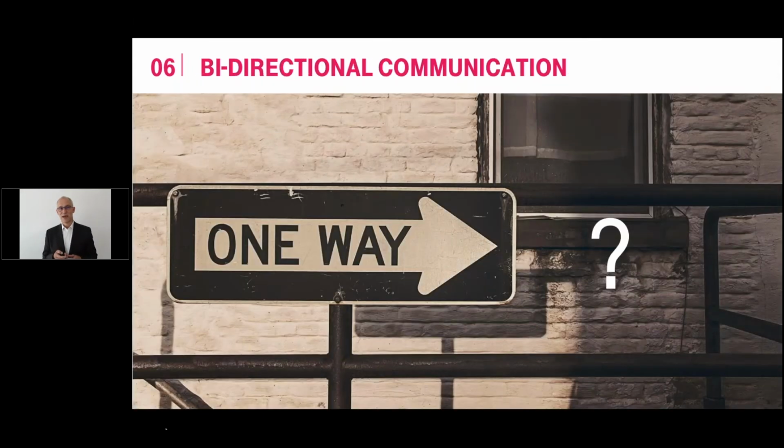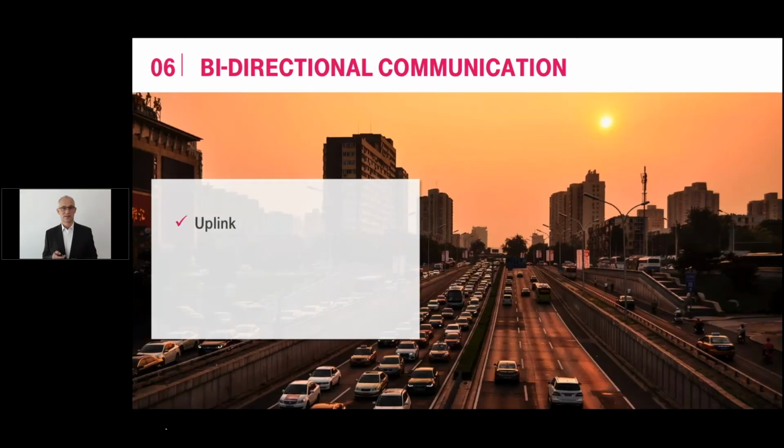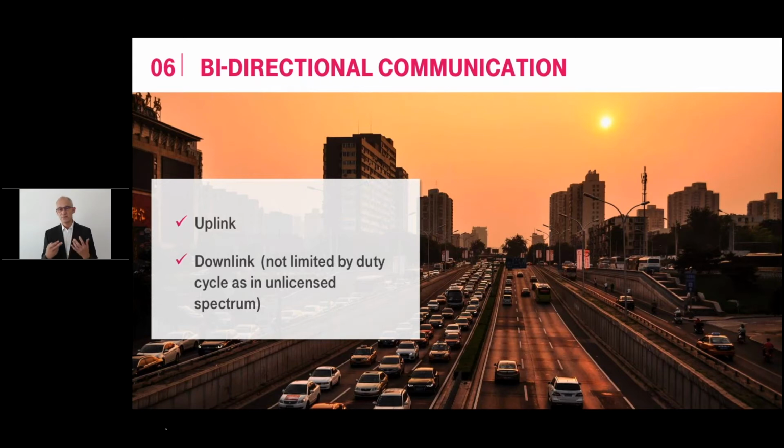Another aspect, when you ask our competitors, is bidirectional communication. Now, of course, they say they have bidirectional communication, and for the uplink, it's totally okay. But what about the downlink? So, in the unlicensed spectrum, you're regulated by the duty cycle. And that means that even a simple acknowledgement for messages that you transmit to the server, it's very difficult for them to support that. We, on the other hand, are not limited in that kind of way, so we have really bidirectional communication with a real downlink.